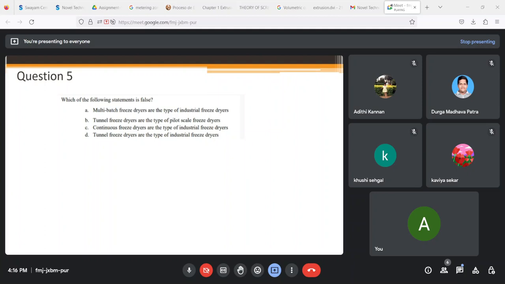So in a pilot scale freeze dryer, you are dealing with very small quantities of food that need to be freeze dried. Whereas in case of industrial freeze dryers, as the name suggests, you're looking at very, very large quantities. So according to the quantity or the kind of food that you're trying to freeze dry, you have different kinds of freeze dryers. So there are three of them actually. One is a multi-batch freeze dryer, where you'll have a huge equipment and you can have multiple batches of the food kept inside, and the freeze drying process will happen as a batch process.